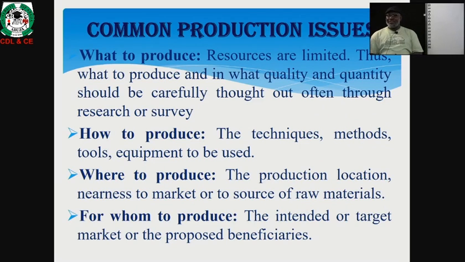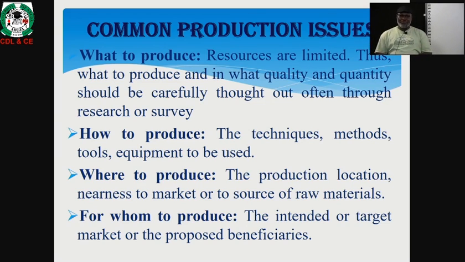What are the common issues around production? Now, as a business person, there are 4 issues you need to critically look at. And it's a common thing we're taught in our basic economic classes in secondary school. And these issues include what to produce, how to produce, where to produce, as well as for whom to produce. Now let's take and discuss them one after the other.